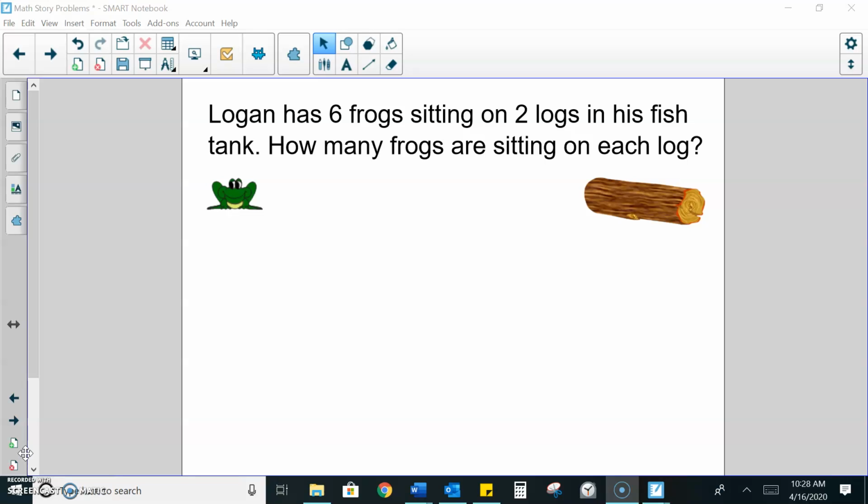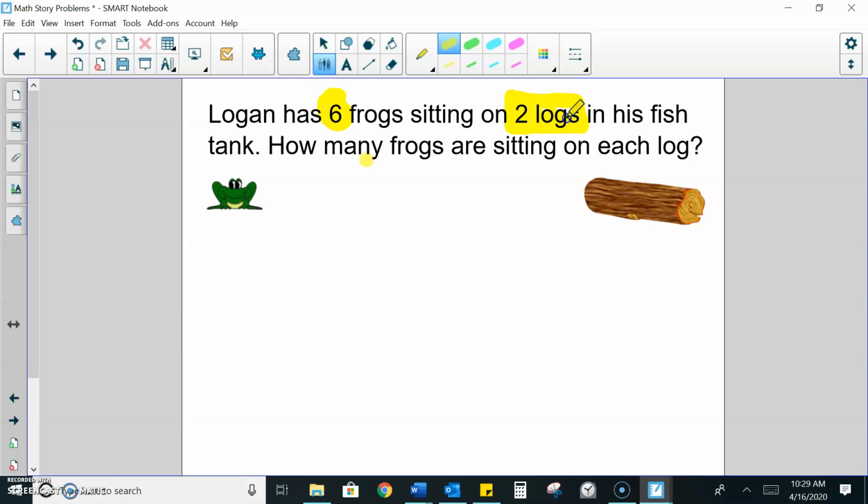Okay, listen again. Logan has 6 frogs sitting on 2 logs in his fish tank. How many frogs are sitting on each log? Well, here is some information that we already know. So we already know that he has a total of 6 frogs. This is how many frogs he has altogether. And the other information that we know is that they're sitting on 2 logs.